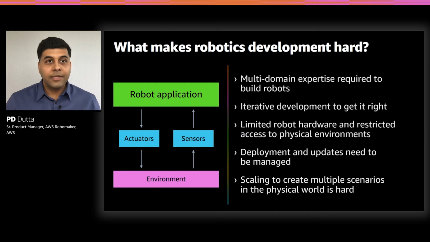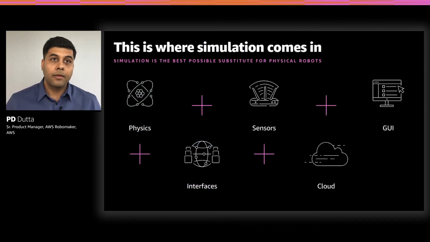So you're probably noticing a theme here. While you can get started with building and testing your applications with physical robots, it's a very short-term solution. This will not scale. It's not sustainable in the long term. So this is where simulation comes in.